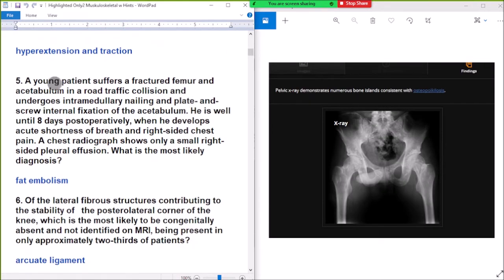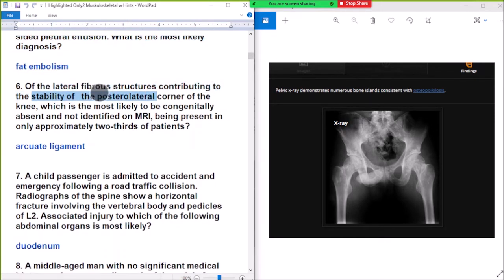Question number 5. A young patient suffers a fractured femur and acetabulum in a road traffic accident and undergoes intramedullary nailing and plate and screw internal fixation of the acetabulum. He is well post-operatively when he develops acute shortness of breath and right-sided chest pain. A chest radiograph shows only a small right-sided effusion. Most likely diagnosis: fat embolism. The patient underwent intramedullary nailing and internal fixation, and after that he develops shortness of breath through fat embolism.